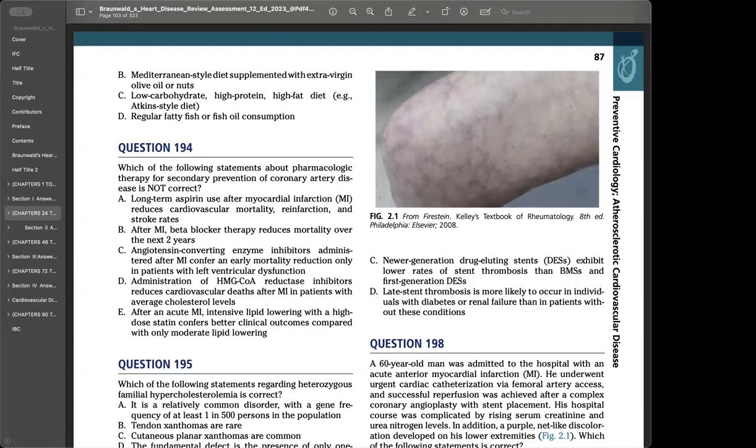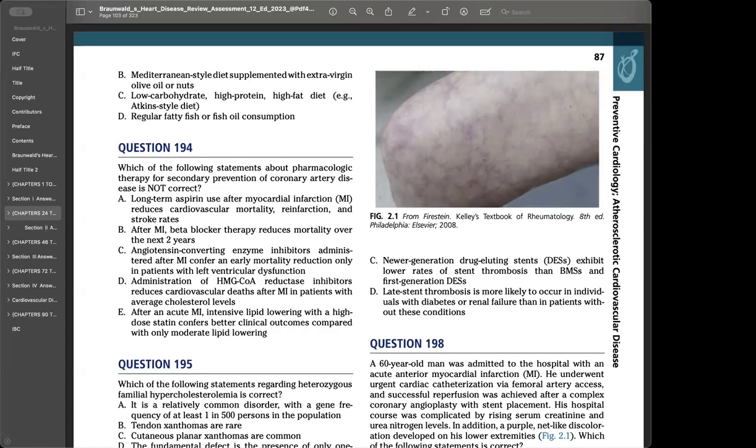And then it has been shown to have a 20 to 30% relative risk reduction in mortality over 3 years of follow-up. So option C is a false statement, not only for patients with left ventricular dysfunction.